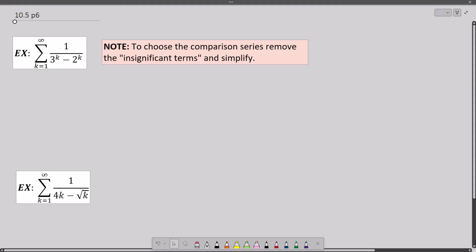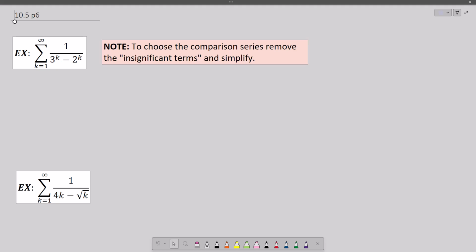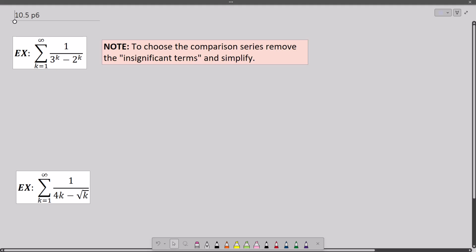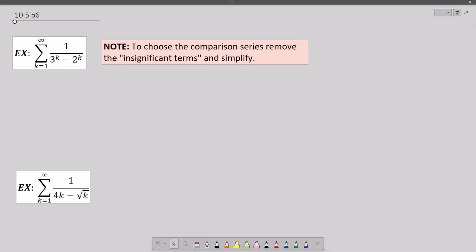All right, so this one, a little bit harder because the insignificant term is not a constant. It's pretty obvious when the insignificant term is a constant. So here, when we look at the denominator, we have two functions that are both exponential in nature. One of them dominates, though. Which one goes to infinity faster? 3 to the k. Yeah, 3 to the k is going to dominate 2 to the k. 3 to the k is going to go to infinity faster than the 2 to the k.